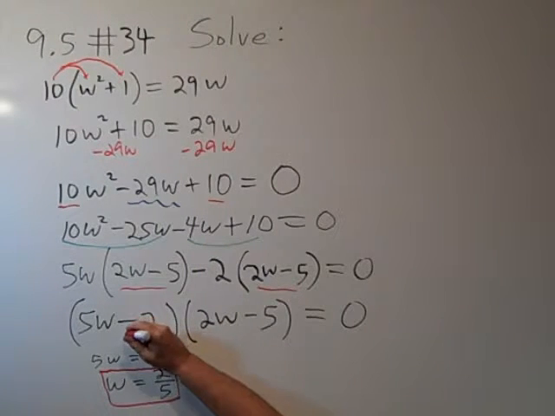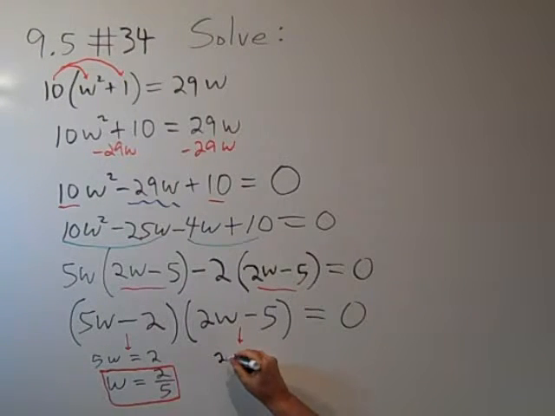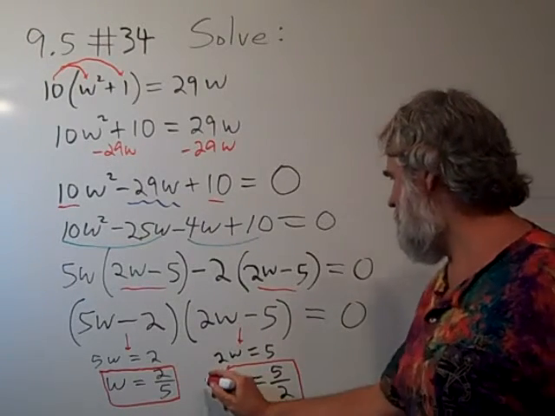And the other one, 2w minus 5 is equal to 0 when 2w is equal to 5, which means w would equal 5 halves. So there's a second solution to this quadratic equation. Two solutions.